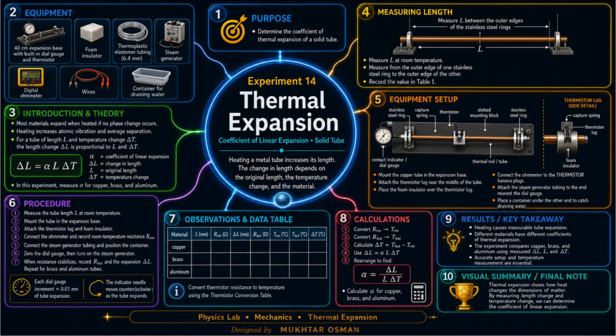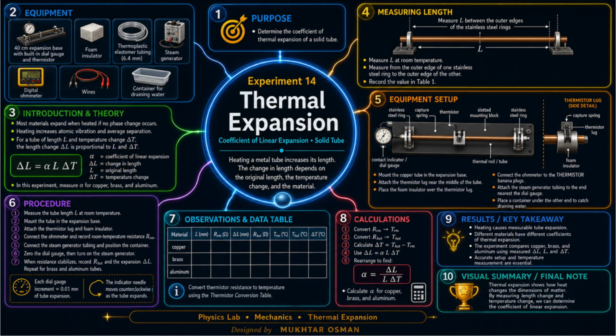6. Zero the dial gauge, then turn on the steam generator. 7. When resistance stabilizes, record RHOT and the expansion delta L. Repeat for brass and aluminum tubes. Notes: 1. Each dial gauge increment equals 0.01 mm of tube expansion. 2. The indicator needle moves counterclockwise as the tube expands.